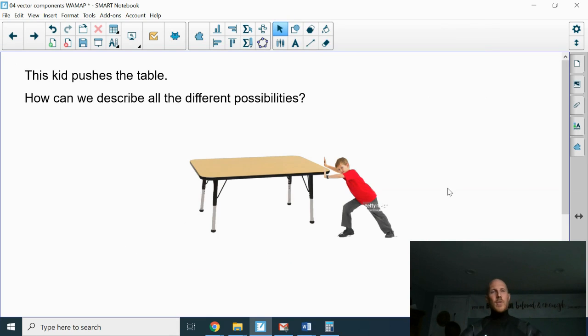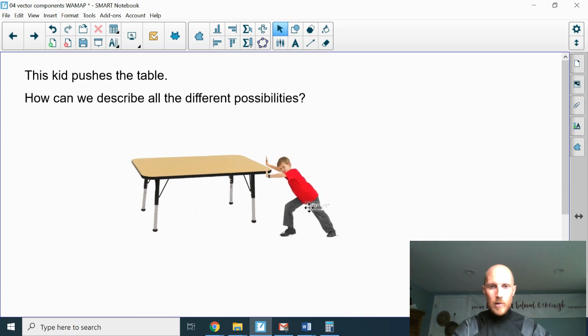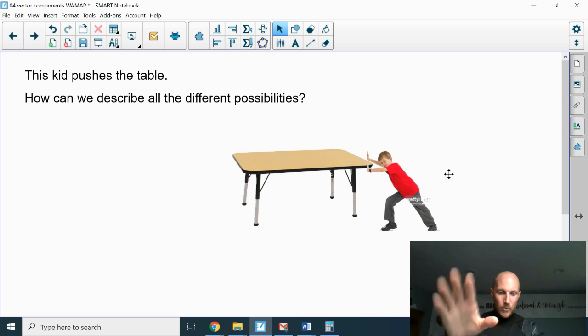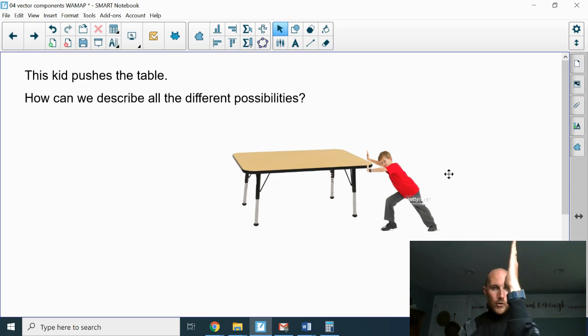So let's think about this table getting pushed. Here's a kid, and he pushes the table around. If we think about all the different possibilities, for the kid to push the table, there's an infinite number of possibilities, right? So the kid can push to the left, push to the right, push it up, push it down, forwards, backwards. There's all these different directions, like we could push straight up towards the front of the classroom. That would be one possibility.